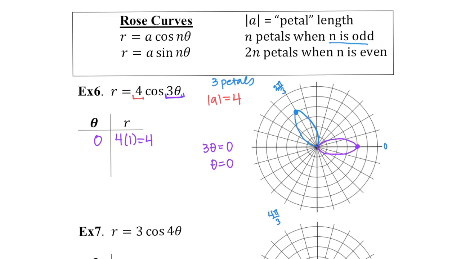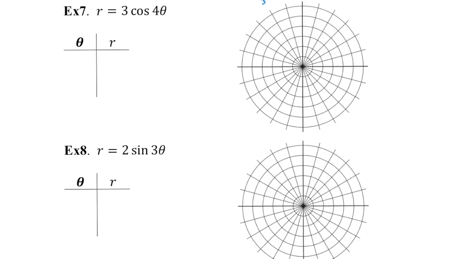1, 2, 3, and the length is 4. Okay, so now let me look at this. I have 3 petals, they are equally spaced, and the length of the petal is 4. And in the table, I showed one point where the petal is maximized. Okay, let me go ahead and look at example 7.